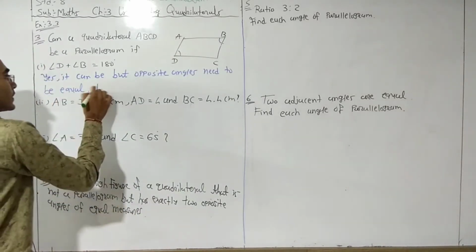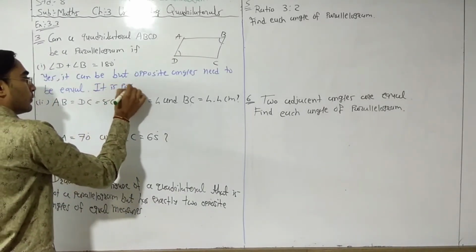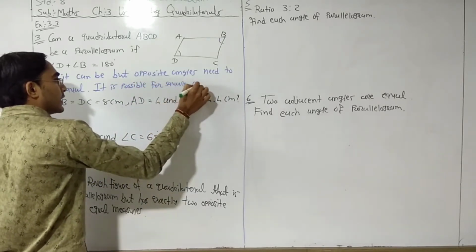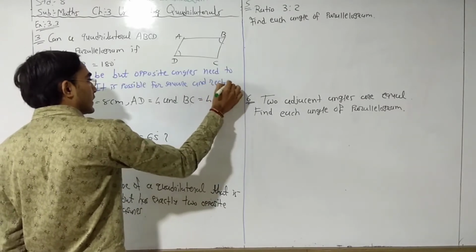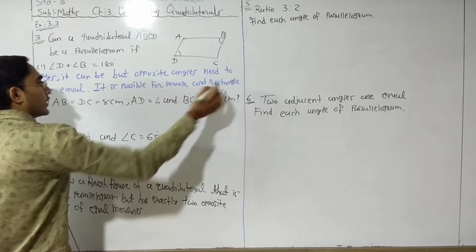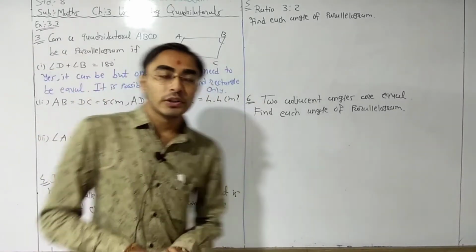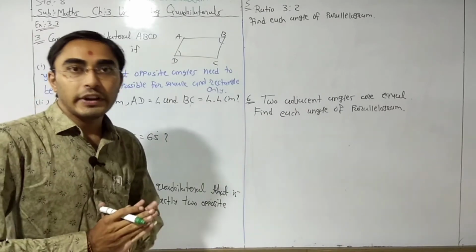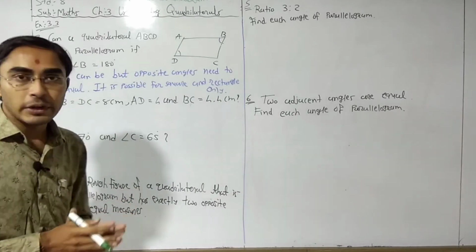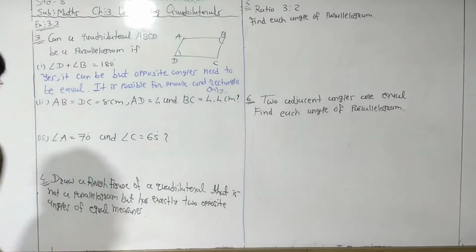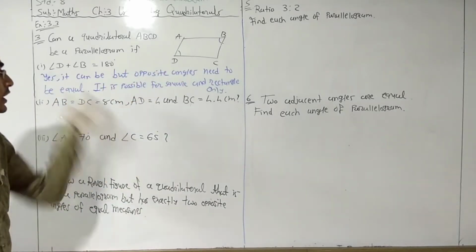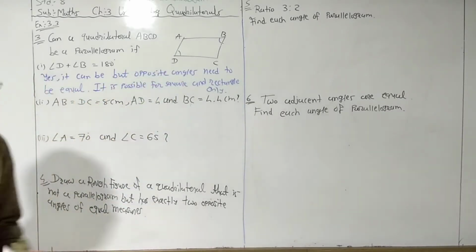It is possible for square and rectangle only, because in a square and rectangle all the angles are 90 degrees, so the sum is equal to 180 degrees. So sometimes this condition is applied, but not every time. So here we need to write, yes, it can be, but opposite angles need to be equal. It is possible for square and rectangle only.